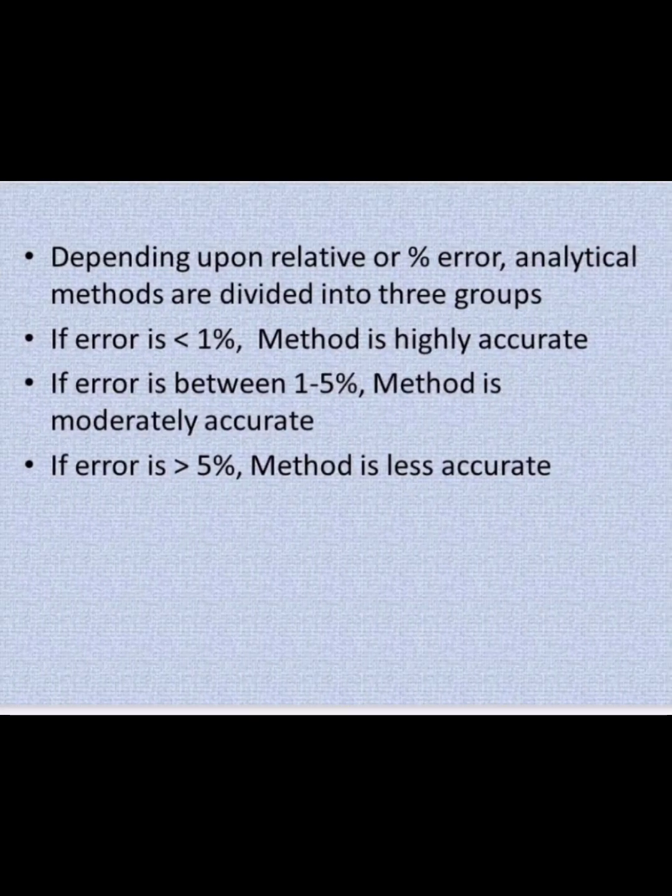Next, depending upon relative or percentage error, analytical methods are divided into three groups. First one is, if error is less than 1%, the method is highly accurate. Next is, if the error is between 1 to 5%, then the method is moderately accurate. Then the third point is, if error is greater than 5%, then the method is less accurate. The accuracy is measured in these terms.